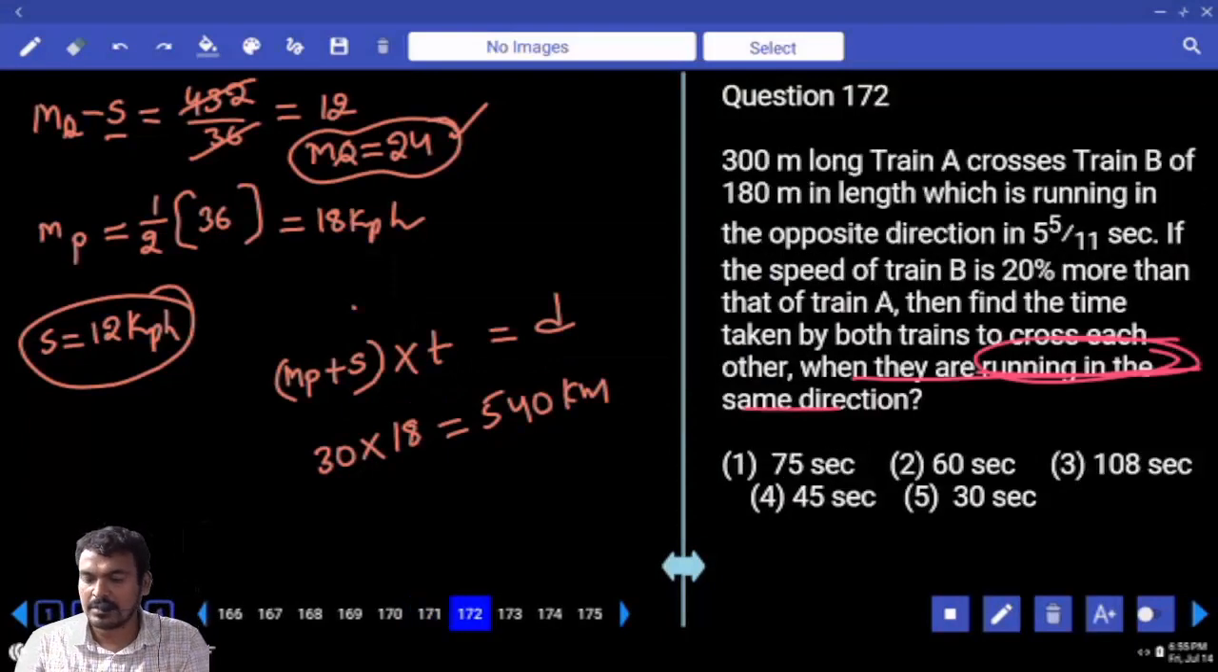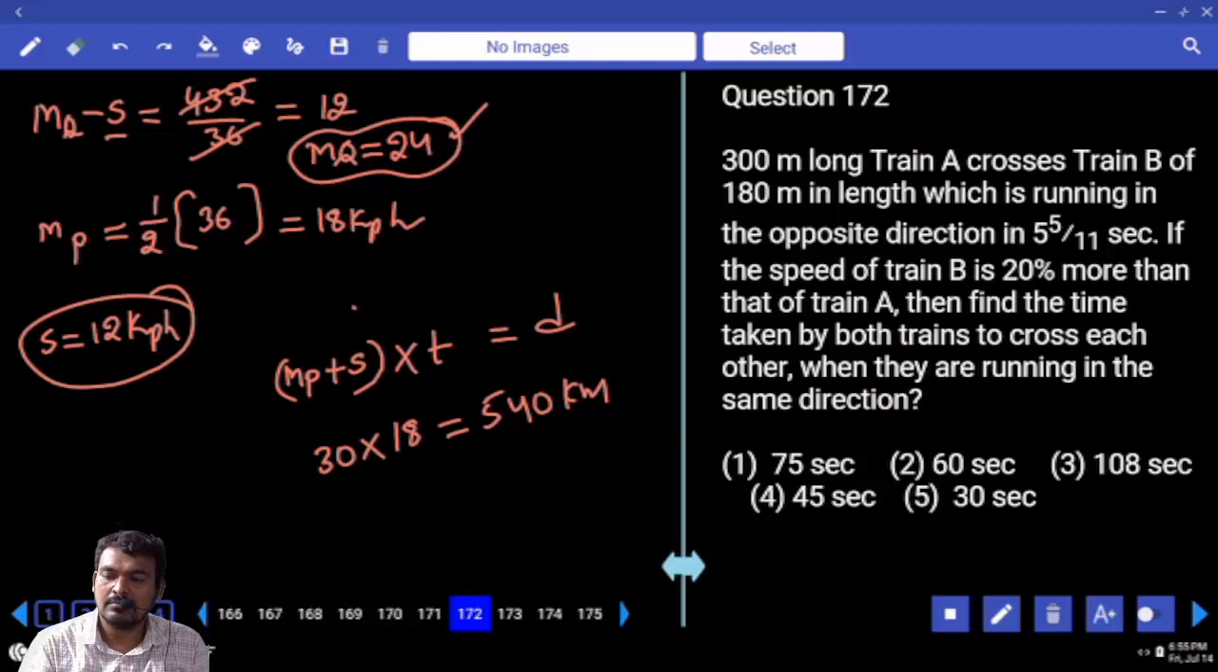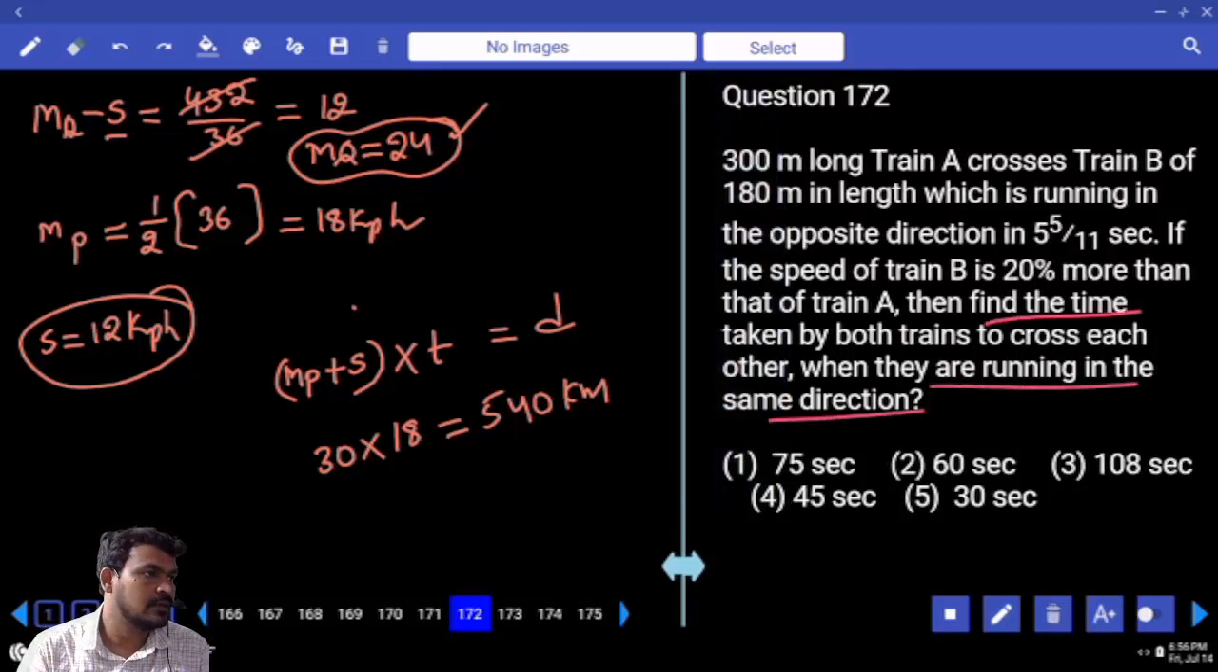Next question number 172. A 300 meters long train A crosses a train B of 180 meters in length, which is running in the opposite direction, in 5 by 11 seconds. If the speed of train B is 20% more than that of train A, then find the time taken by both the trains to cross each other when they are running in the same direction. Opposite direction time we already know, but we require which one? Same direction time. Yes or no?